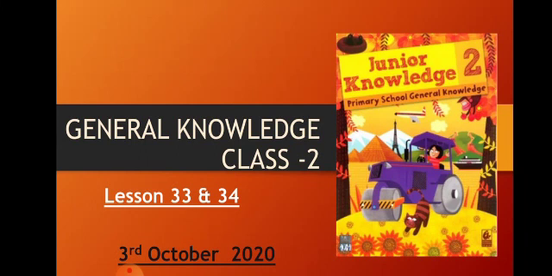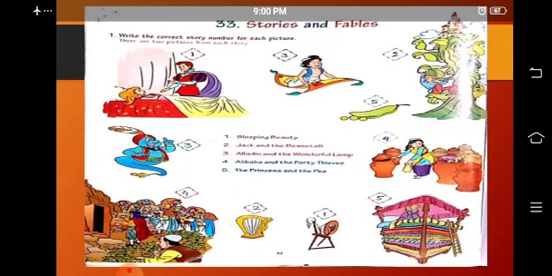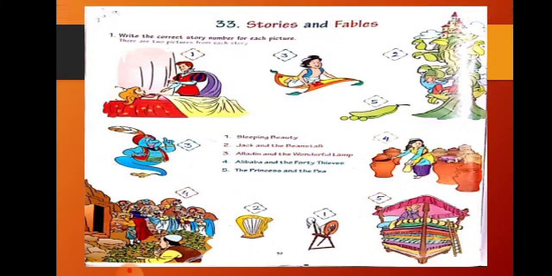We will go through this in this session. For that, open page number 52. So, let's start with the chapter Stories and Fables. You can find many pictures on this page, and you will have to write the correct story number for each picture, and there are two pictures from each story.